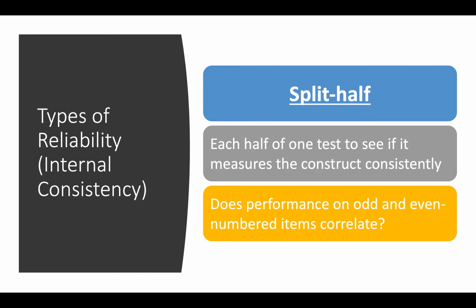Now third, we have split half reliability. And this is where we would administer half of a measure or a test at a time. So going back to our example of the Beck Depression Inventory. Say we give participants all of the even numbered items one day and then the odd items the next day. We would want to see if those items correlate with each other, right? So on either half of that measure, you should have consistent reliability.